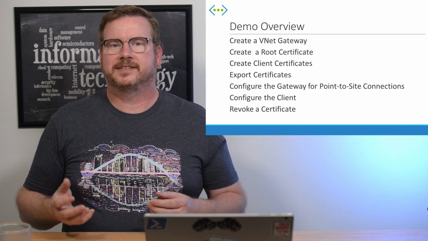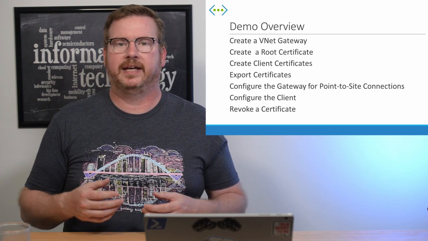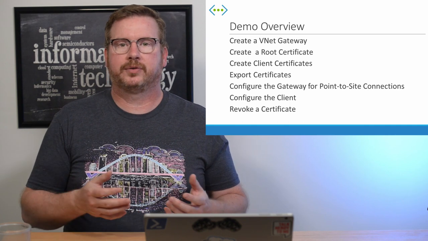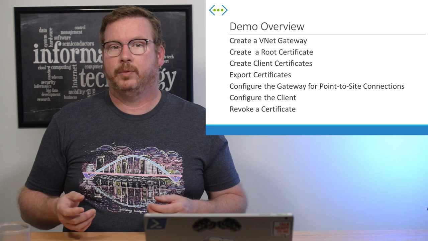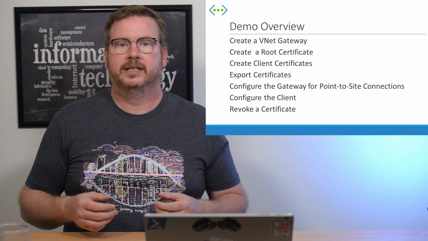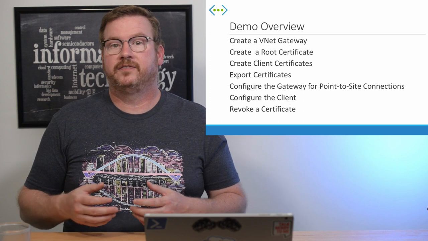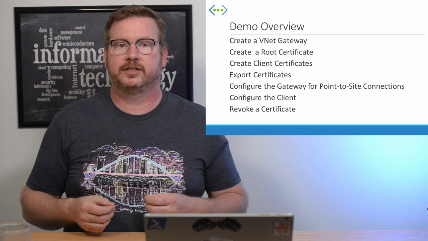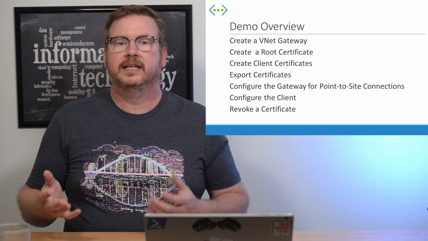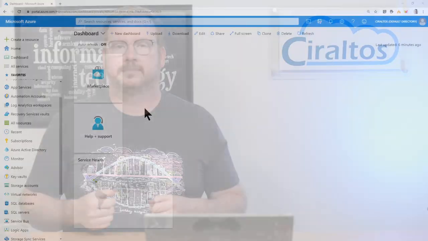Let's walk through the process. The example coming up assumes you have an Azure subscription with a VNet in place. The steps we'll walk through include creating a VNet gateway, creating a root certificate, creating a client certificate from that root, exporting the certificates, configuring the gateway for point-to-site connections, configuring the client, and then finally we'll revoke a certificate to stop a client from logging in.